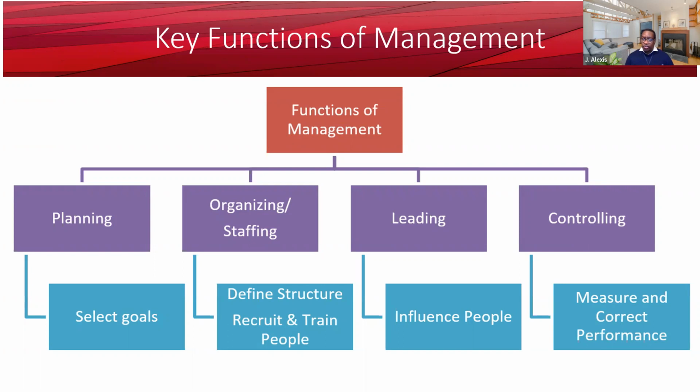leading and controlling. So in planning, what you do, you must know what you're trying to achieve, what are the goals. In organizing and staffing, you define structure, you recruit and train your people. In leading, you try to influence people, because leadership, we're going to talk about it later, is about power and influence. And controlling is about measuring what you're trying to do and taking corrective actions when necessary. So these are the key functions of management.